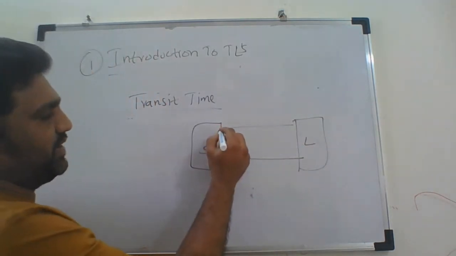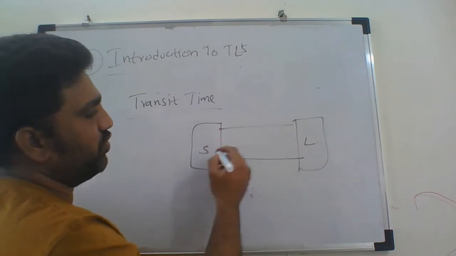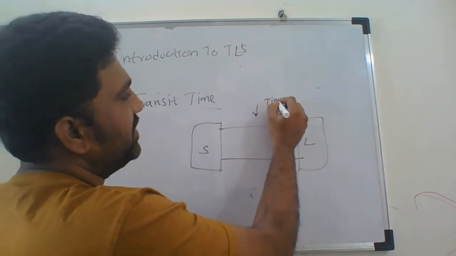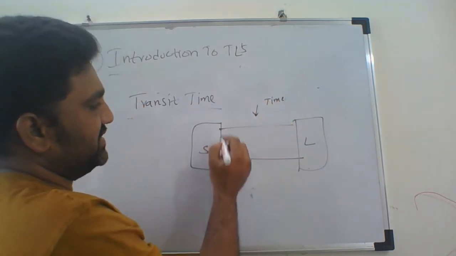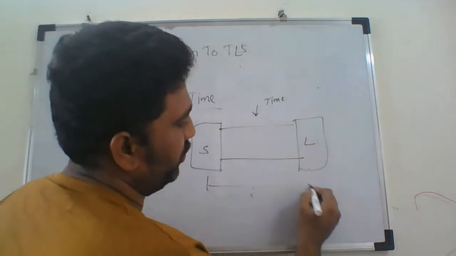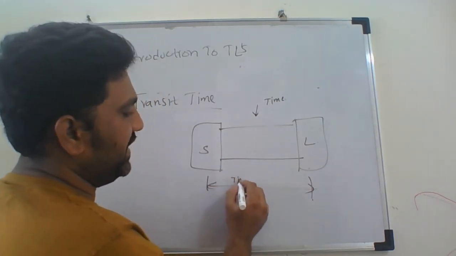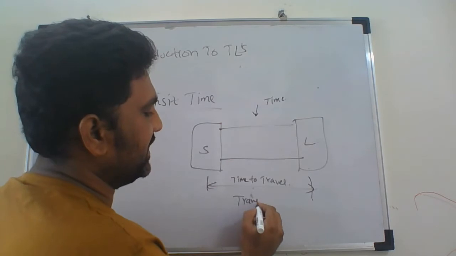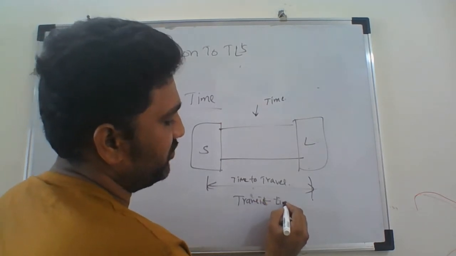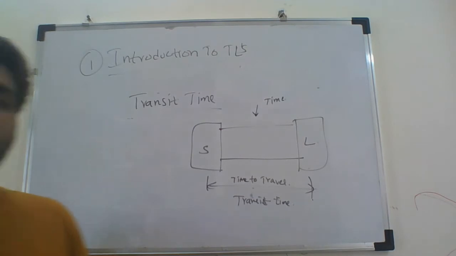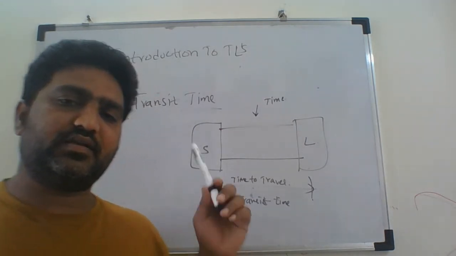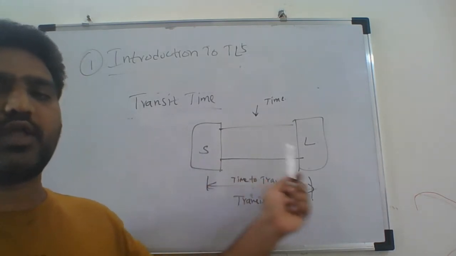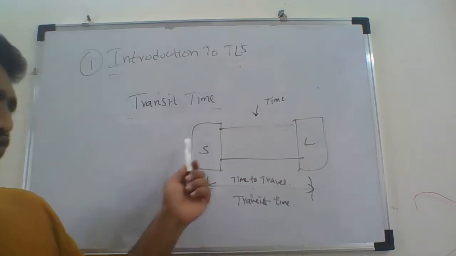Now the signal is propagating from the source to the load through this system. The amount of time that the signal takes to travel from the source to the load is called the transit time. Transit time refers to the amount of time a signal takes to travel through the transmission line, from the source end to the load end, or through the pair of cables.